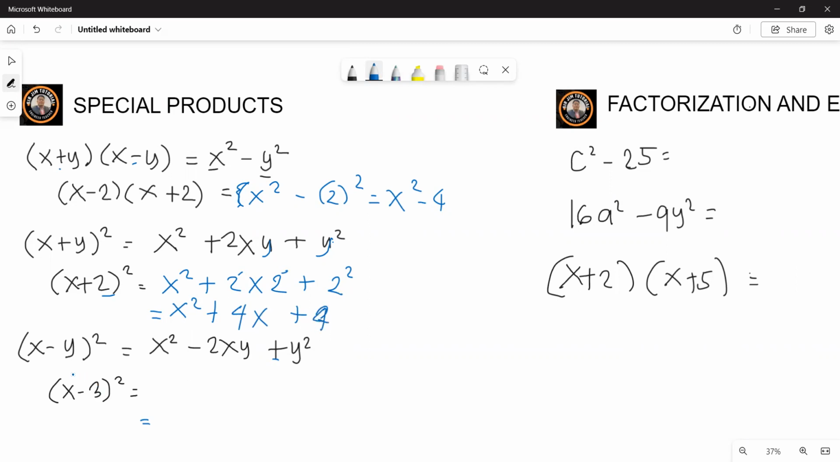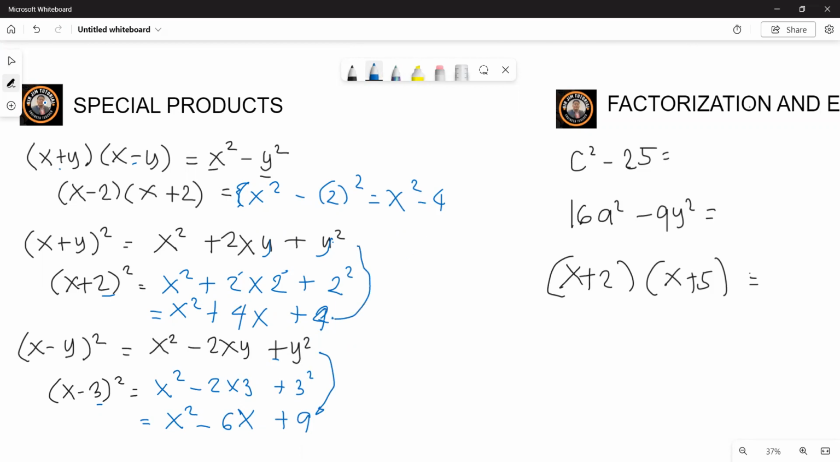For example, you have in subtraction (x minus y) squared, you have this formula. So x squared minus 2x, y here is 3, plus y is 3 squared. So you have x squared minus 6x plus 9. So you see the formula, okay? Same with this one.